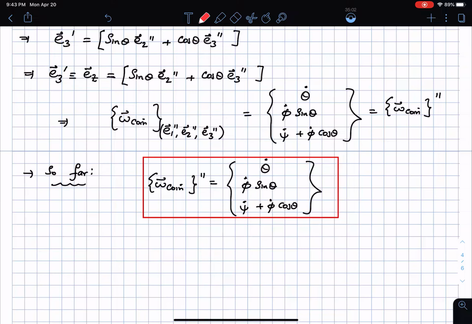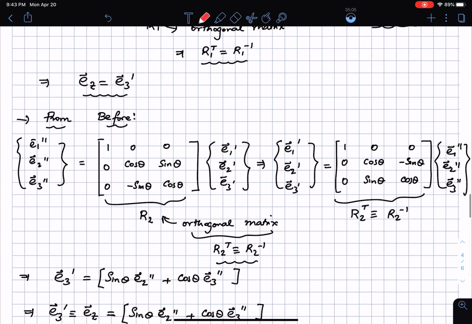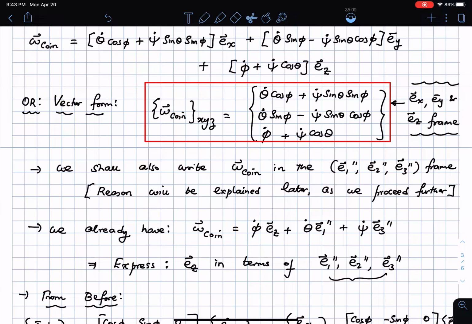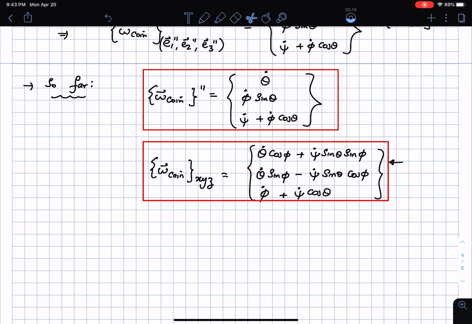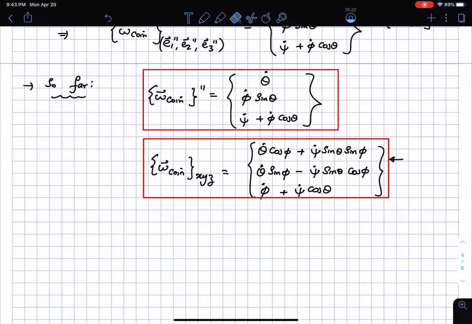I hope all of you are staying awake while I'm doing all these kinds of things. Then I have the other one as well from here. This is omega in the XYZ coordinate frame, so I'm going to copy that and bring it down there. This is what I'm going to be left with. This one is in the E1 double prime, E2 double prime, E3 double prime frame, and this one is in the EX, EY, EZ frame.